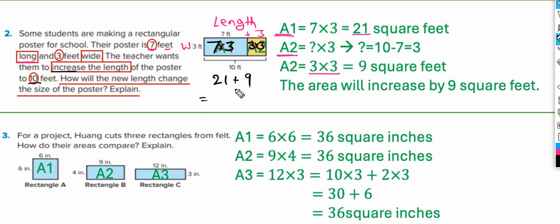So the total area increased by how much? 9 square feet, because total is 30 now, right? And area 1 is 21. So 30 minus 21 will also give you 9. Okay, now you can try these questions by yourself.